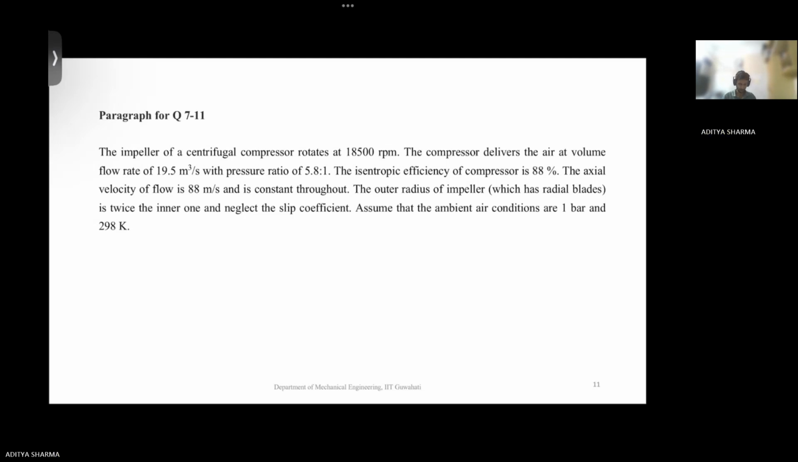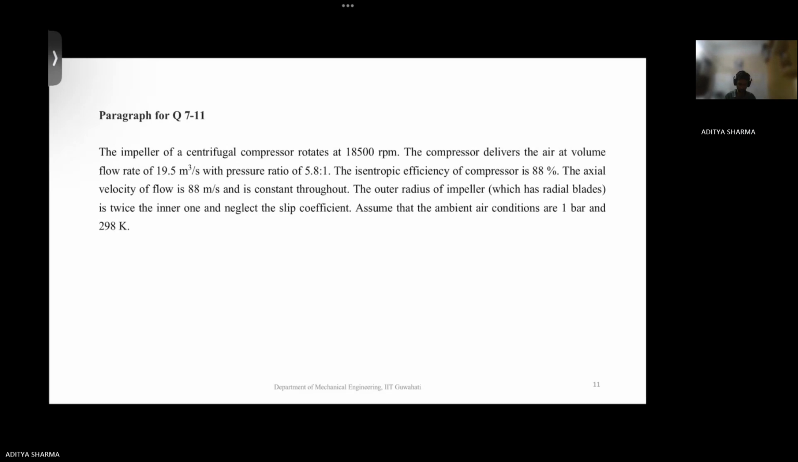So the paragraph says that the impeller of a centrifugal compressor rotates at 18,500 rotations per minute. The compressor delivers the air at volume flow rate of 19.5 meter cube per second with pressure ratio of 5.8 to 1. The isentropic efficiency of the compressor is 88%. The axial velocity of the flow is 88 meter per second and is constant throughout.